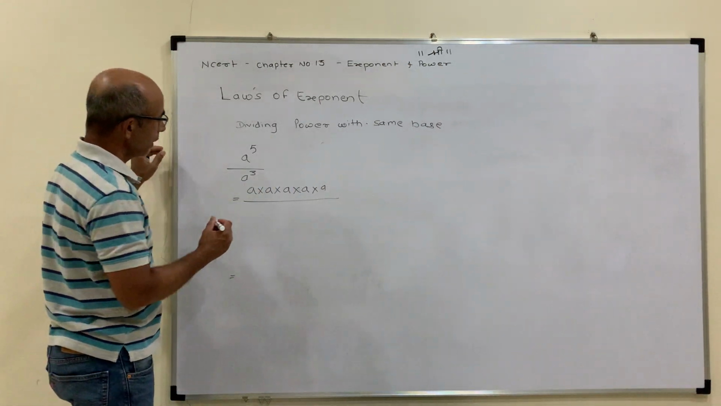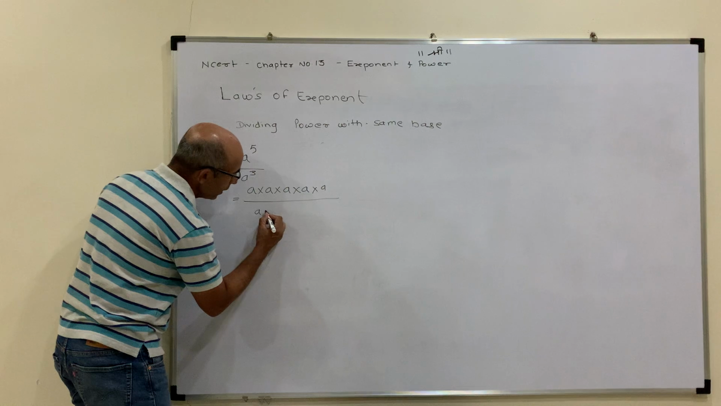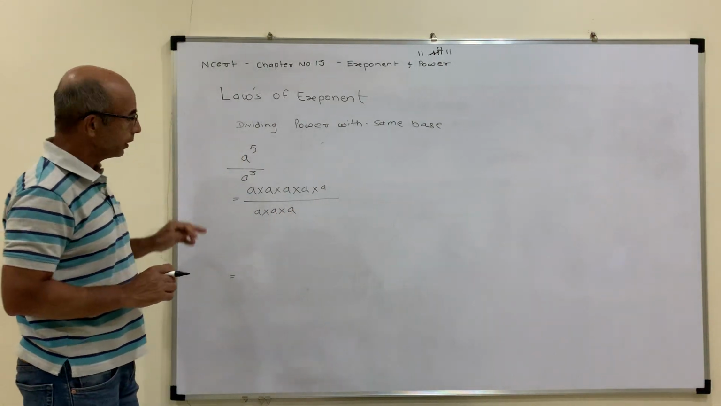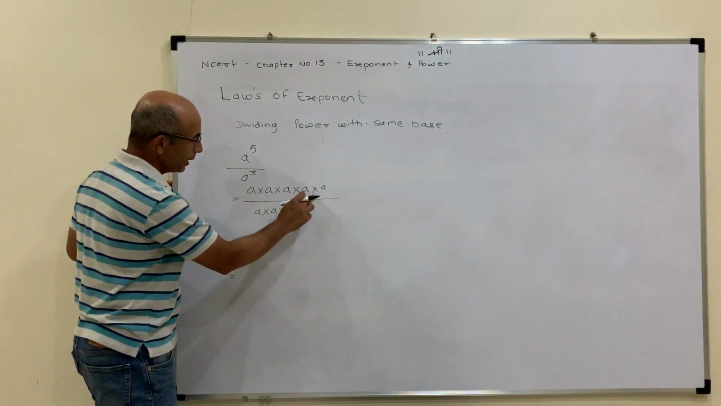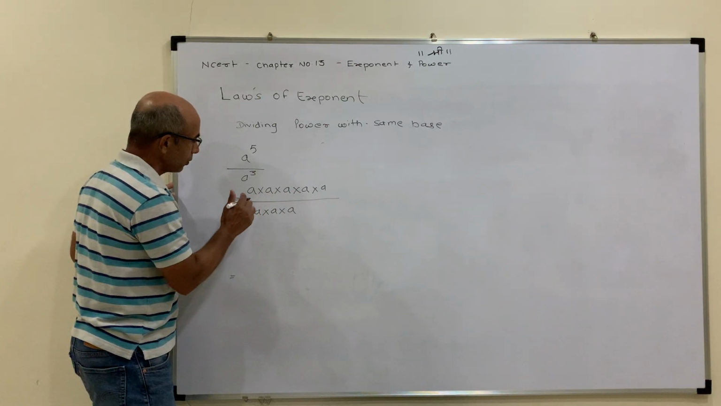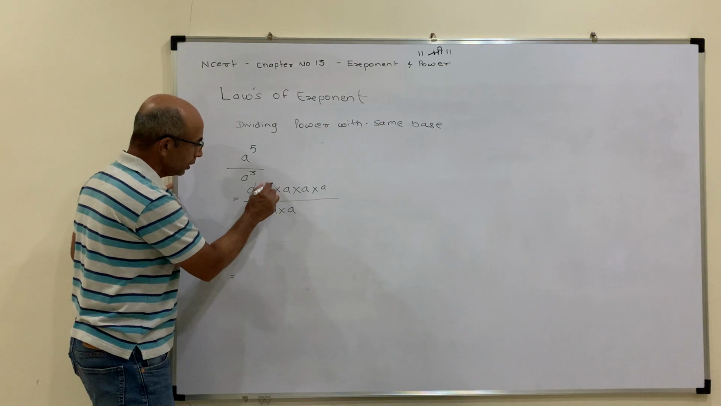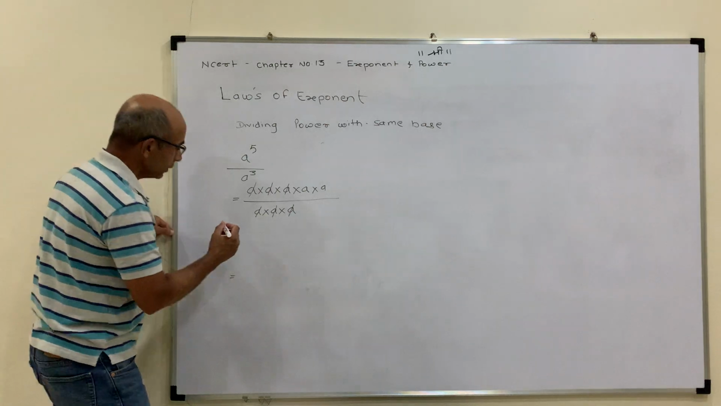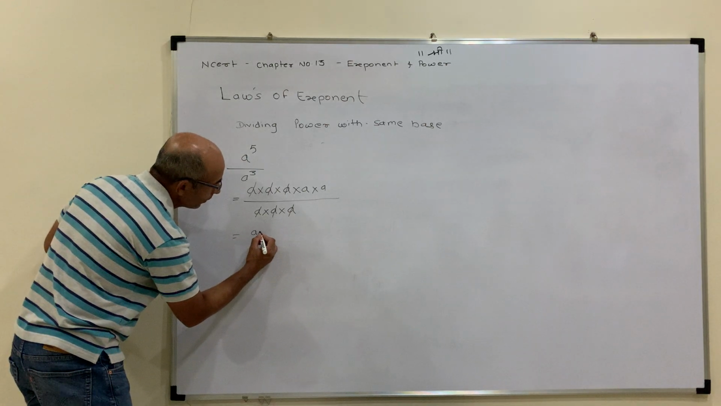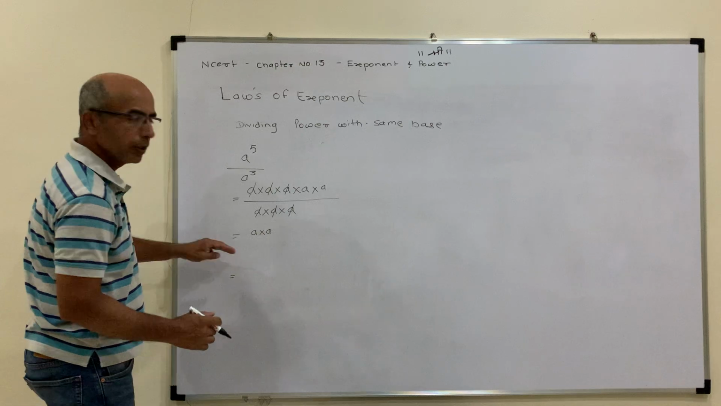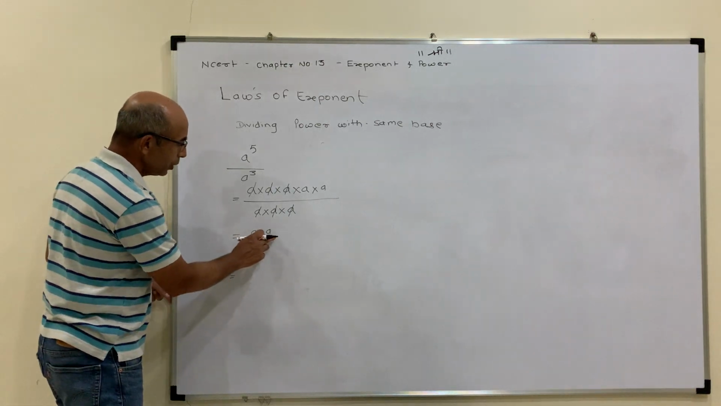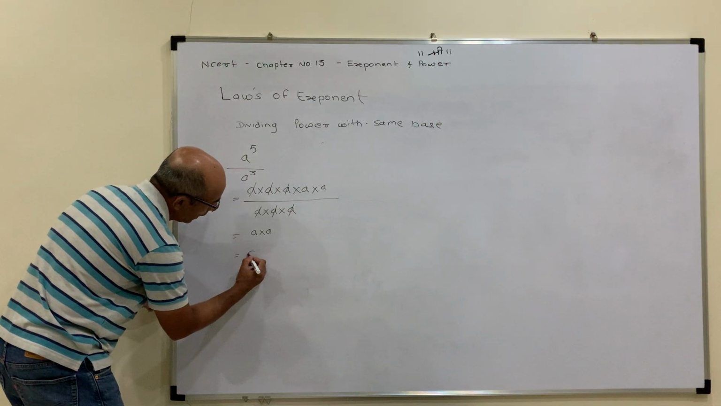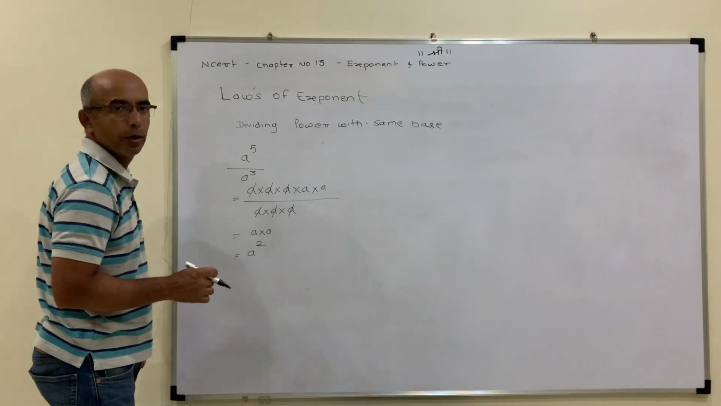Now a raised to the power 3. So I will write A into A into A. Now these are multiplying to itself and these 3 A's are dividing. So this A gone, this A gone, this A gone. So the remaining is A into A. Now convert this to the exponential form. So A into A is nothing but a square, a raised to the power 2.